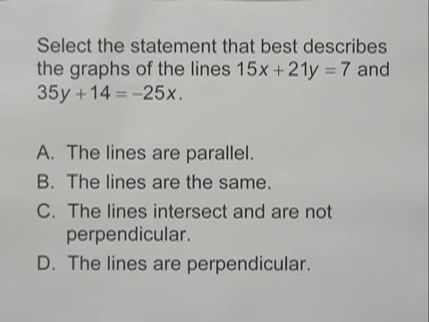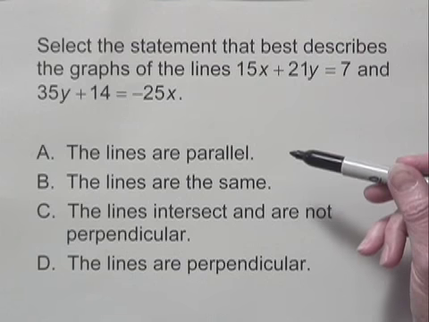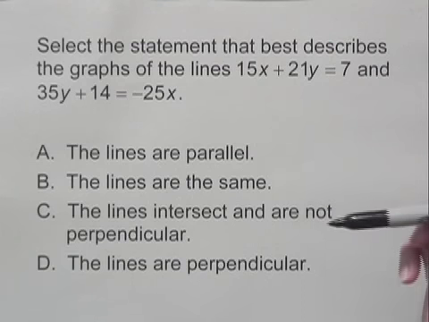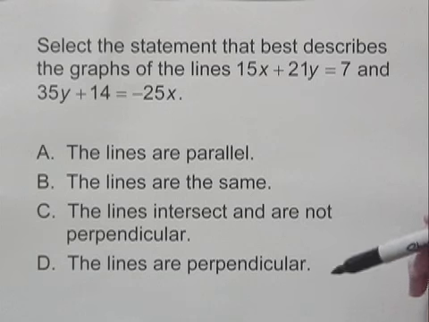Select the statement that best describes the graphs of the lines 15x + 21y = 7 and 35y + 14 = -25x. And these statements that we're to select from deal with whether the lines are parallel, the same, whether they are perpendicular, whether they intersect or not perpendicular.